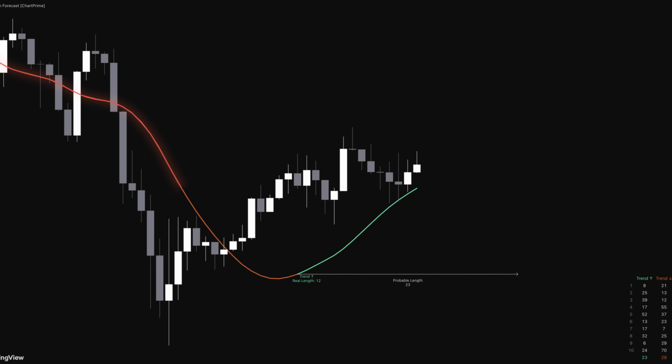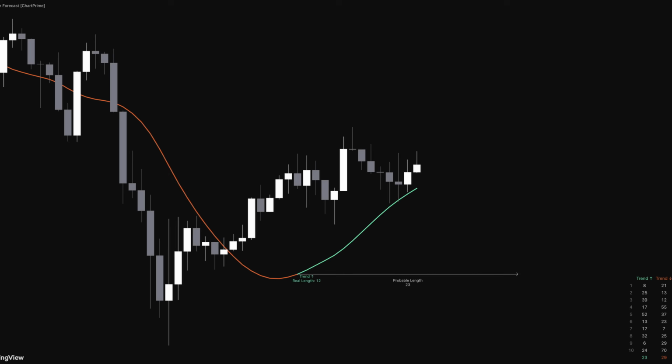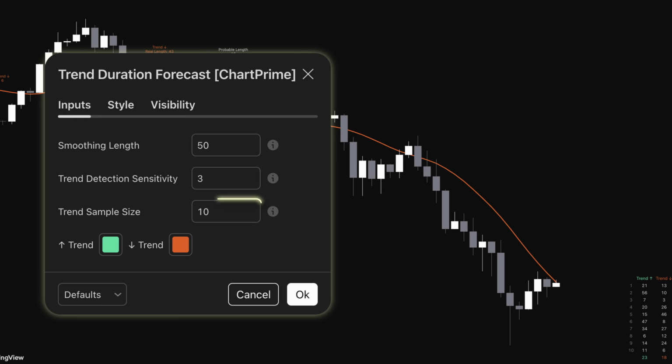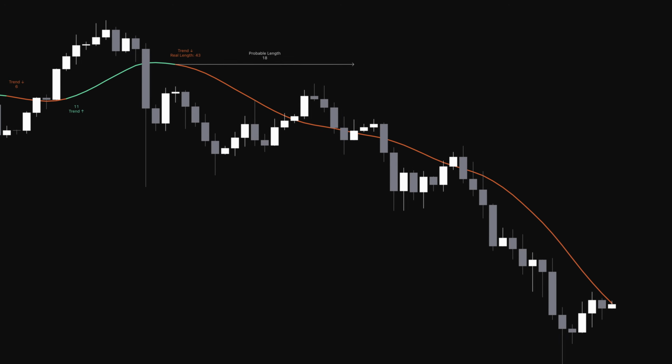The core mechanism uses Hull moving average to identify trend direction, counting consecutive bars where HMA rises or falls based on user-defined sensitivity. When trends reverse, the indicator captures completed trend duration and stores it in separate arrays for bullish and bearish movements. It maintains a rolling sample of the most recent trend durations, default 10 samples, to calculate average probable length for the next trend phase.